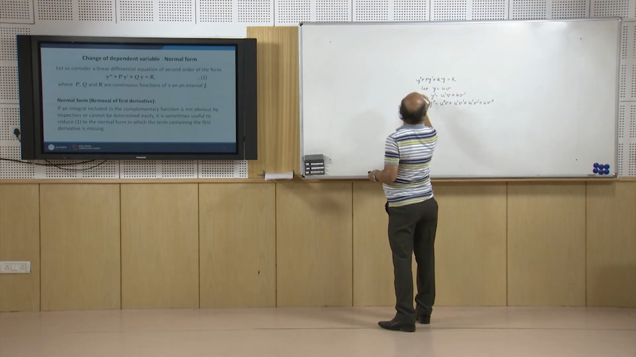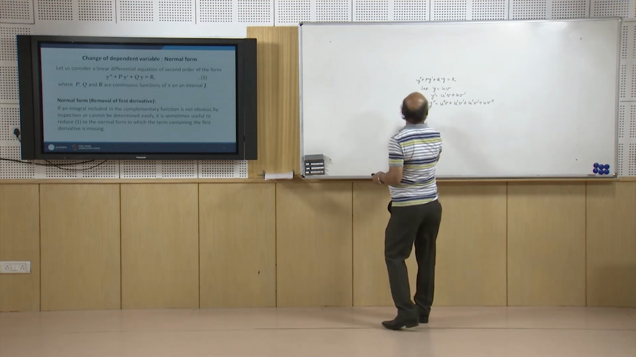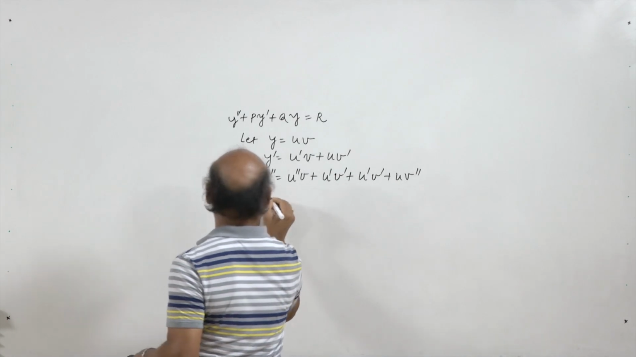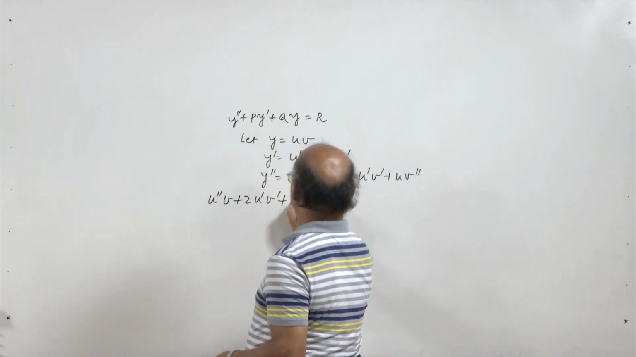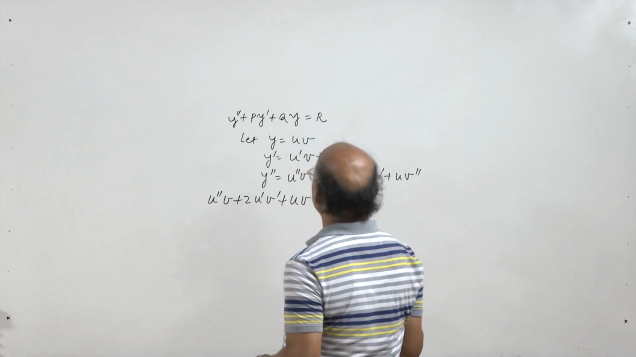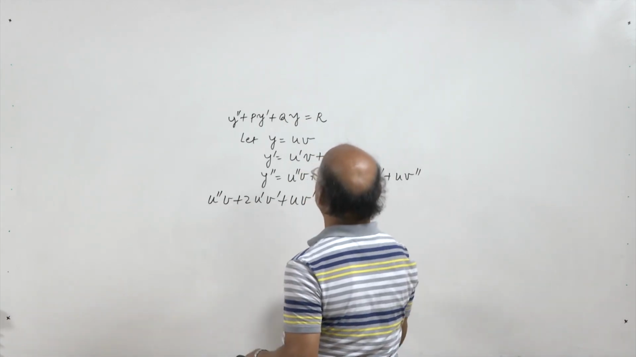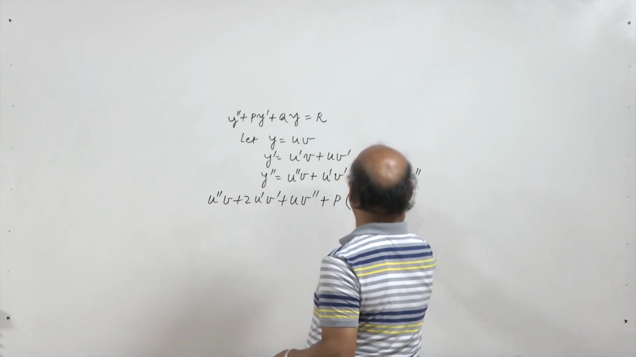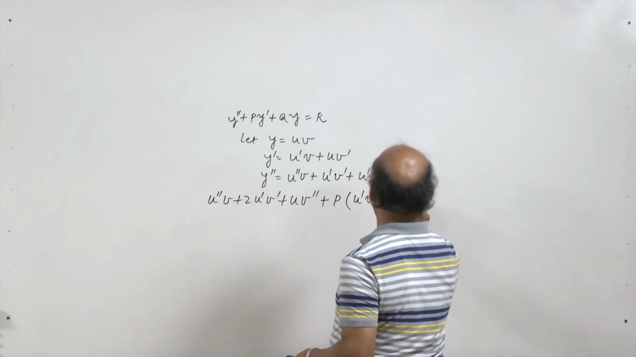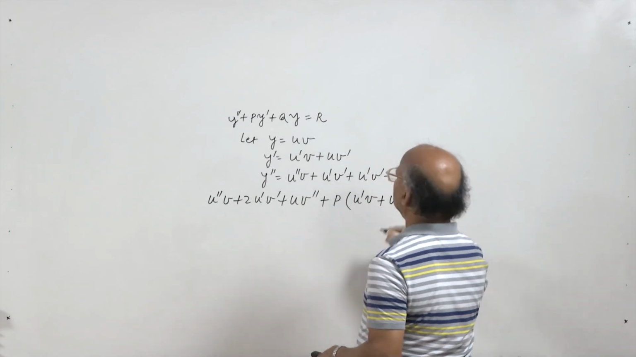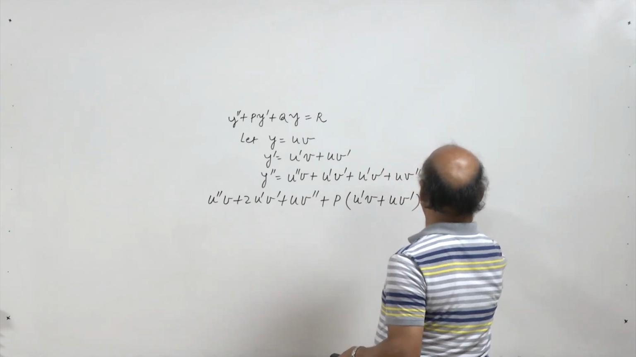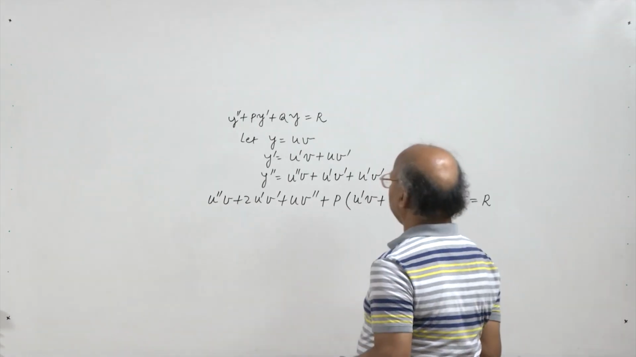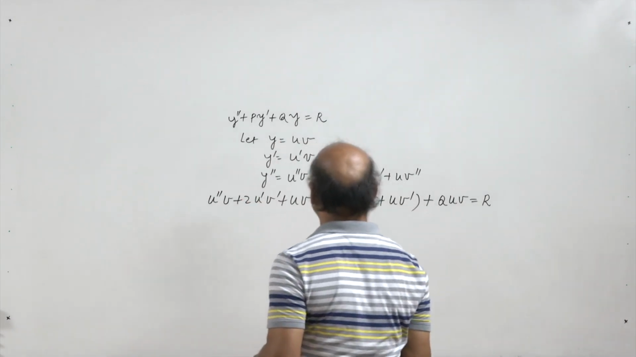So y double dash plus p y dash plus q y equal to r will then become u double dash v plus 2u dash v dash plus u v double dash, plus p into y dash, that is u dash v plus u v dash, plus q into u v, equal to r. Now let us write it as a second order differential equation in v.